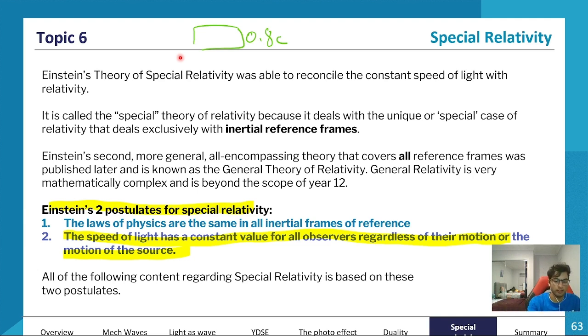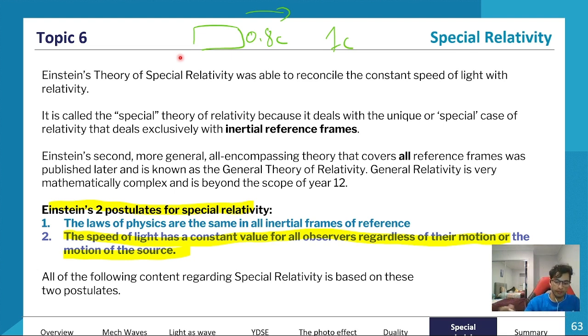If you shine a flashlight in this direction, the light is not going to travel at 1.8 c. The light will travel at the same speed of light, which is 1 c. It doesn't matter how fast or how slow you're going. The speed of light is always the same.